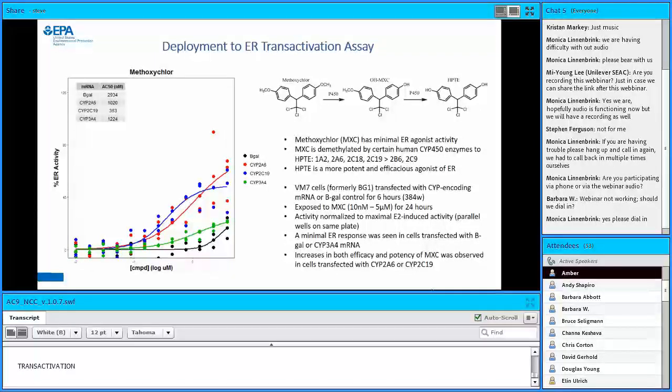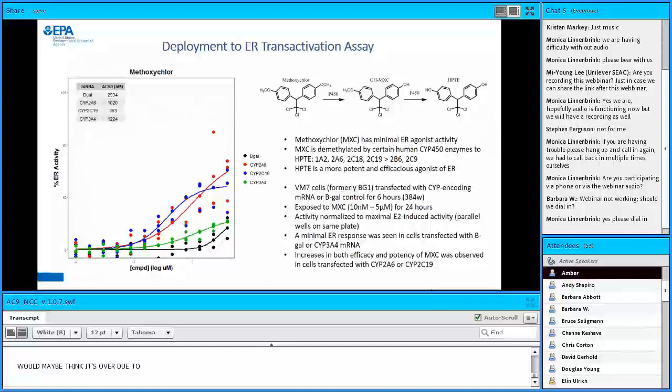We included CYP3A4 as well because CYP3A4 is known not to activate methoxychlor, so we thought it would be good to have another CYP in there that didn't. If every CYP did this, then we would maybe think it's just due to CYP overexpression. But it was encouraging to see that CYP3A4 essentially was indistinguishable from beta-gal in this experiment.